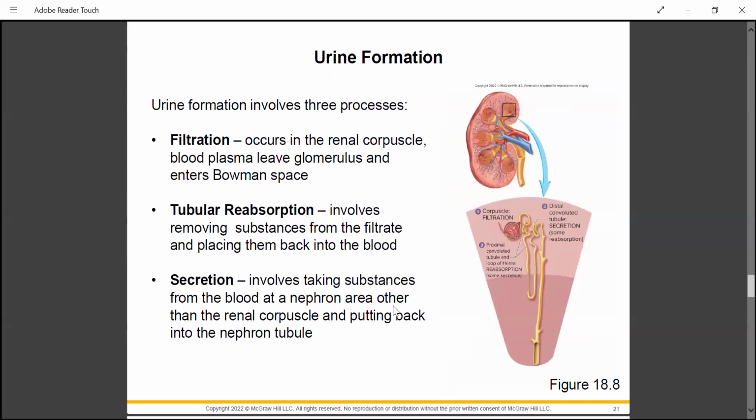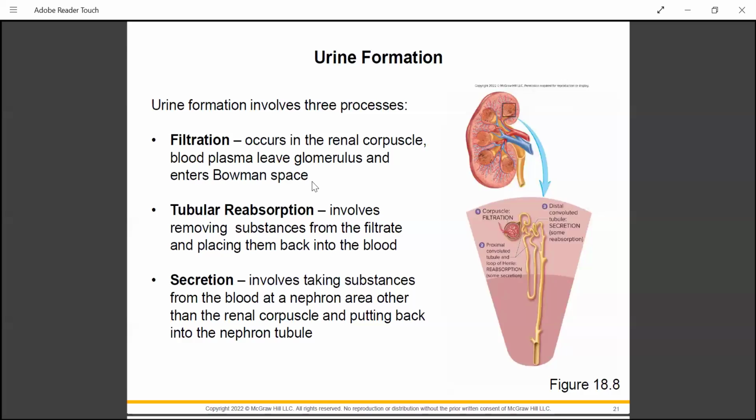Okay, urine formation itself is definitely important to know. So it's really three primary processes. We have filtration. We said that occurs in our renal corpuscle. So we have the fluid portion of blood, that blood plasma that is pushed out of the glomerulus and enters our Bowman's space. Bowman's capsule collects that fluid and sends it to the proximal convoluted tubule.